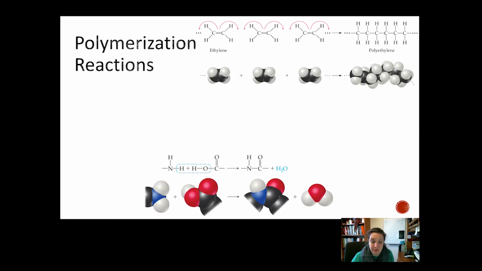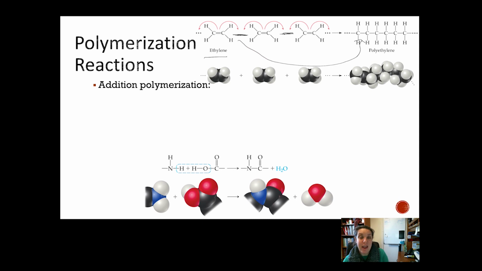Let's look at the reactions a little bit more in depth. We have our addition polymerization, shown up here on the top. So ethylene, when it breaks that double bond, next to another ethylene molecule, will form a new bond between the two, and it'll keep going, forming new bonds until we get what's called polyethylene. So taking ethylene, making a polymer, and it'll keep going until something is added to quench the reaction.